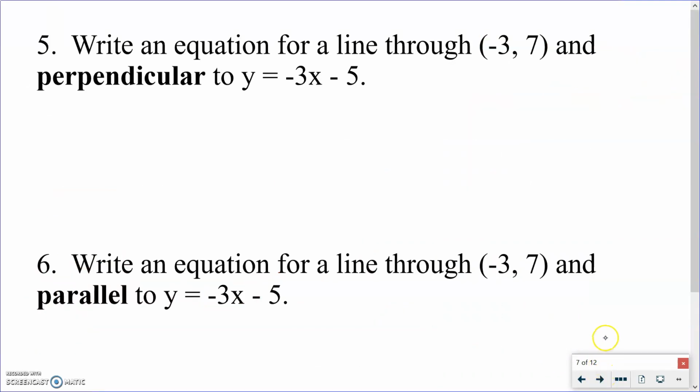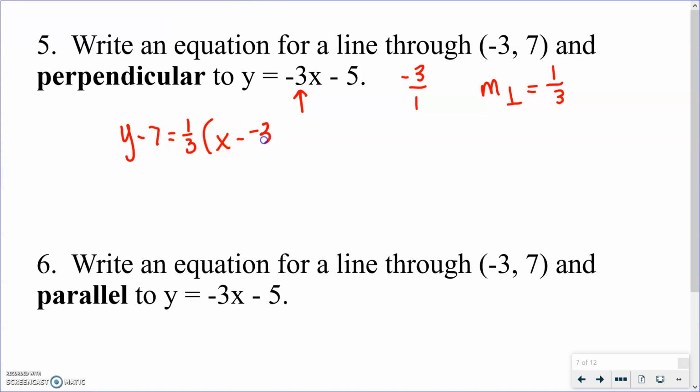Okay, so if we want to write an equation for a line that goes through a specific point and is perpendicular, the first thing we have to look at is the slope of the original line. So the original line has a slope of -3 or -3/1. And so the slope of a perpendicular line would be the opposite, so it's going to be positive, and the reciprocal, which is 1/3. Okay, and then we want to use that point and use point-slope form. So y minus 7 equals 1/3 times x minus -3. So that becomes plus.